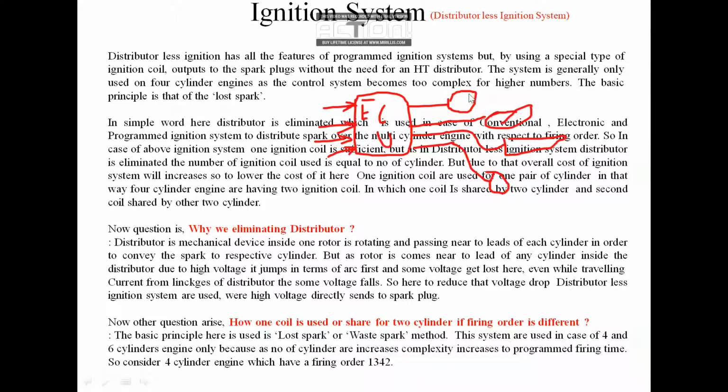And from this ignition coil there is a primary circuit which is earthed over here, and there is a secondary winding which is connected to a spark plug. Same way for the remaining three.